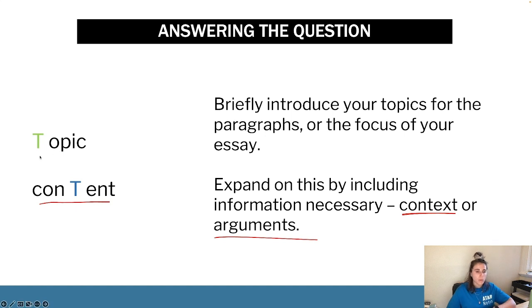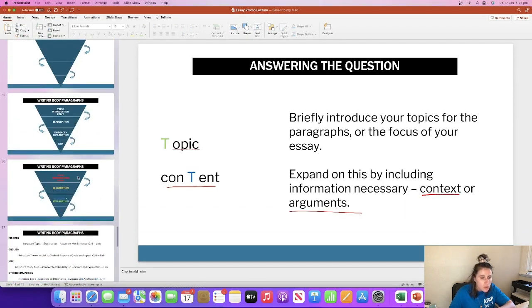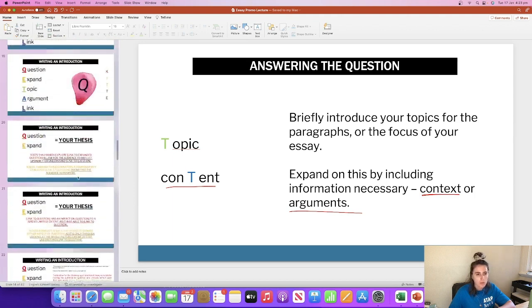Hang on. Let me just check one thing. I just want to check my color coordination is correct because I don't want to say the wrong thing.